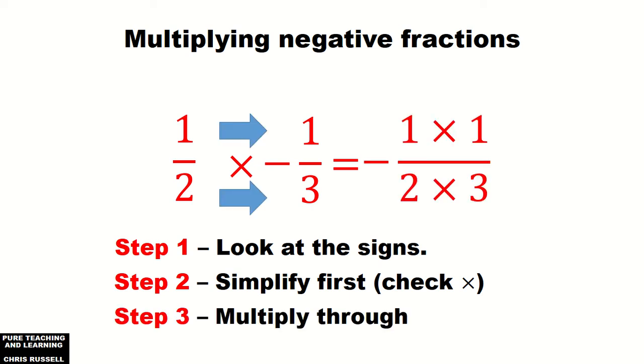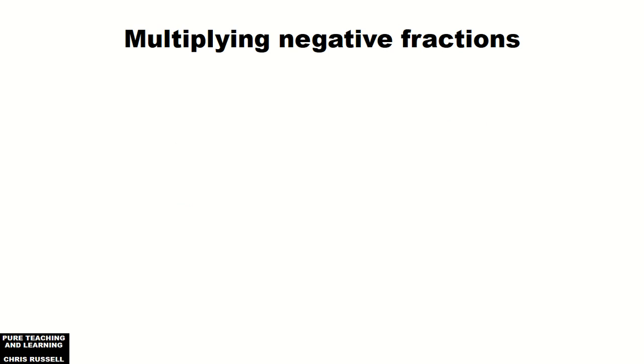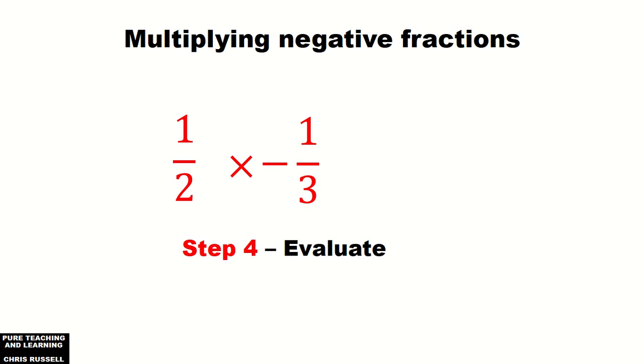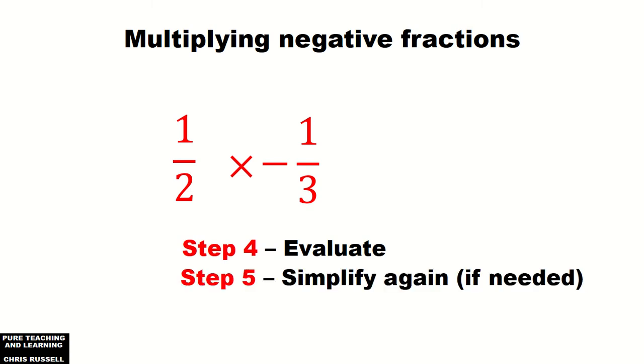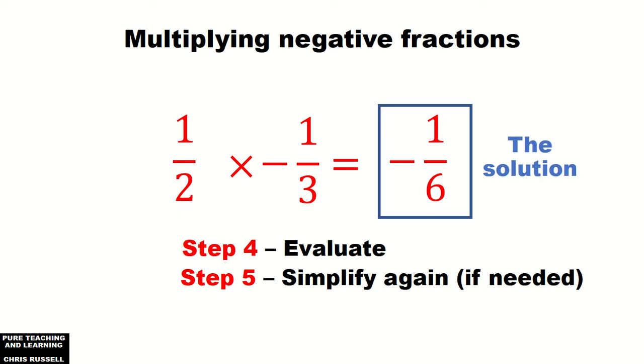So now we can just multiply through. Because we have two values of a different sign, the result is going to be a negative. So it'll be negative 1 multiplied by 1 over 2 multiplied by 3. Now that line in between is known as the vinculum. So we've got a half multiplied by negative a third. Now we can evaluate and simplify again if needed. So it equals negative 1/6. And that's our solution.